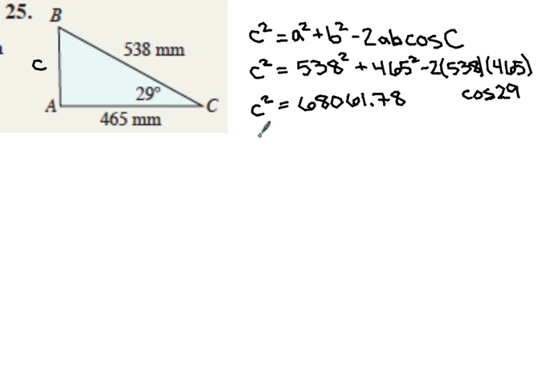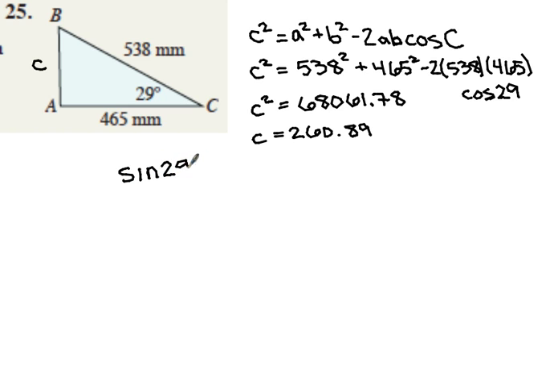So c is going to be approximately 260.89. And so with the 260.89, now we have this side length. So now at this point what we're allowed to do is use our law of sines.